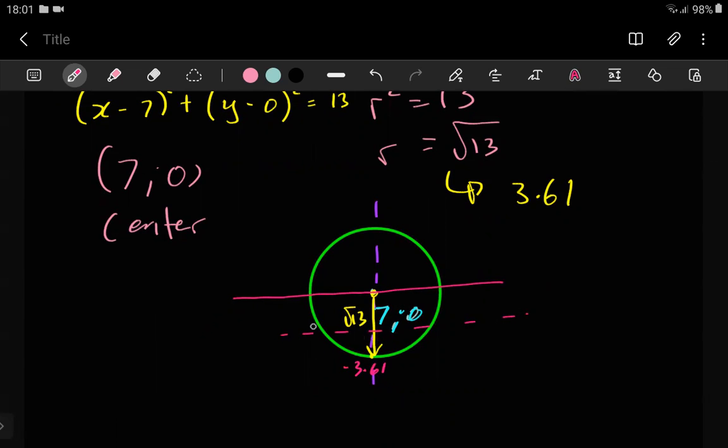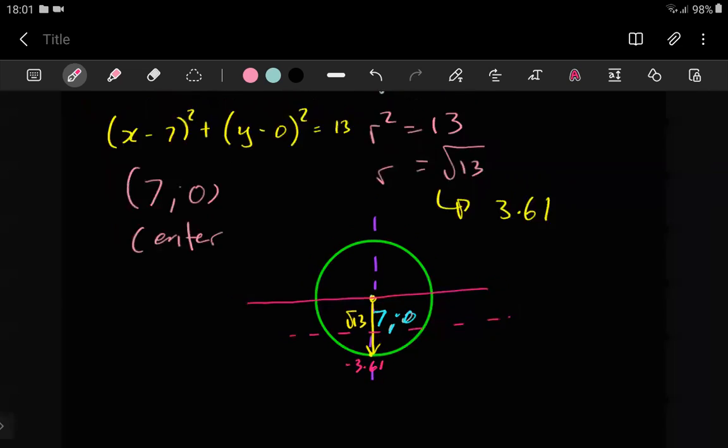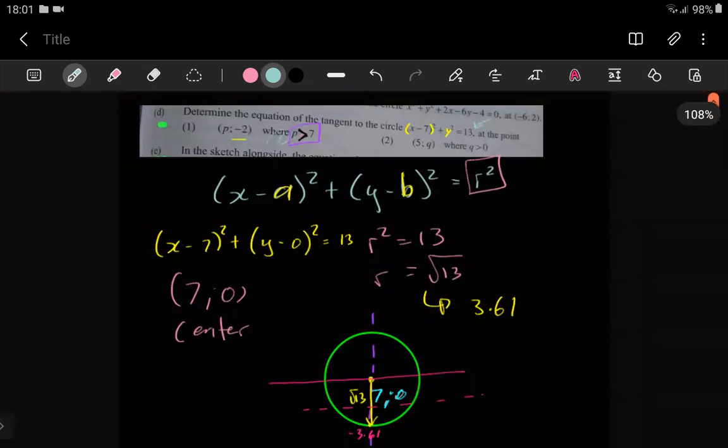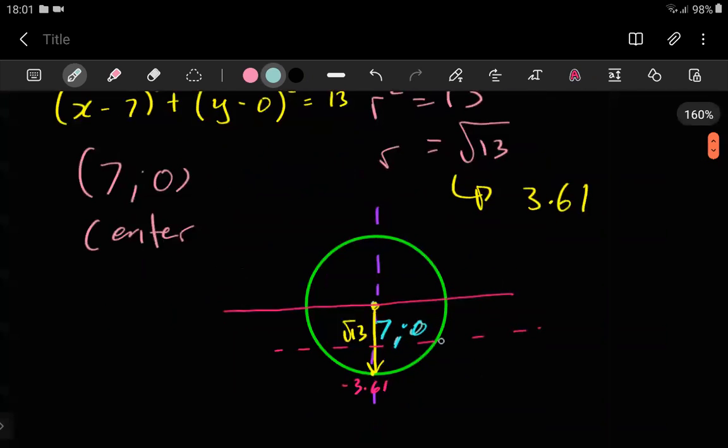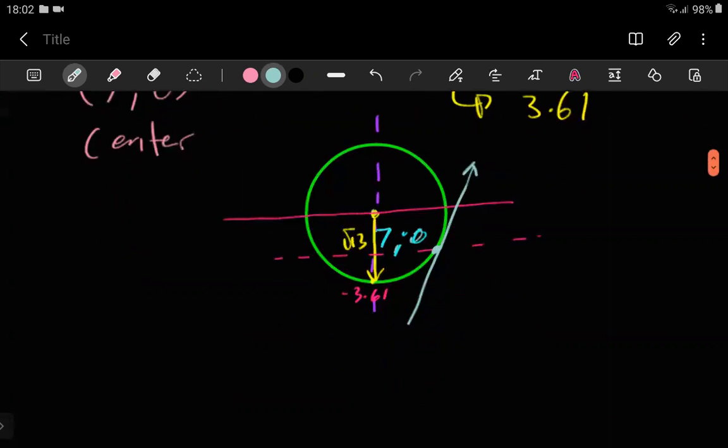So if the tangent is going to touch the circle somewhere where the y value is -2, we know that it can either touch it over here, which is the left side, or over here, which is the right side. Based on what they told us, it has to touch it on the right side of the center. So we automatically know that whatever tangent we're looking for is a line that's going to be somewhere here.